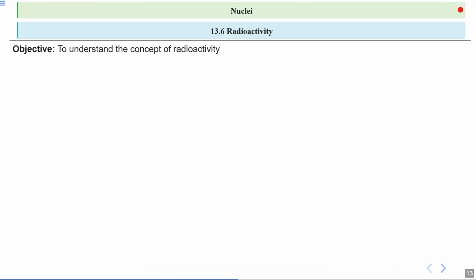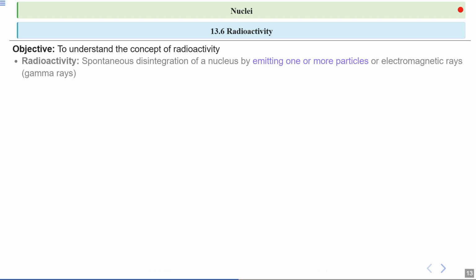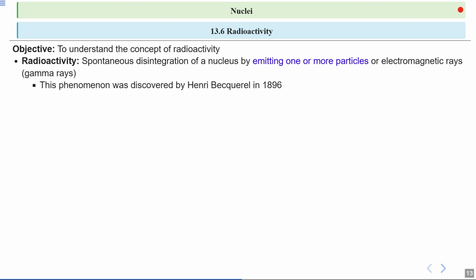Now let's start by looking at the concept of radioactivity. This is a key idea in nuclear physics and it helps explain how certain elements change over time. So let's define radioactivity. Radioactivity is when a nucleus breaks apart on its own, releasing particles or electromagnetic rays like gamma rays. Notice that this process happens without any outside influence. It's a natural property of some nuclei.